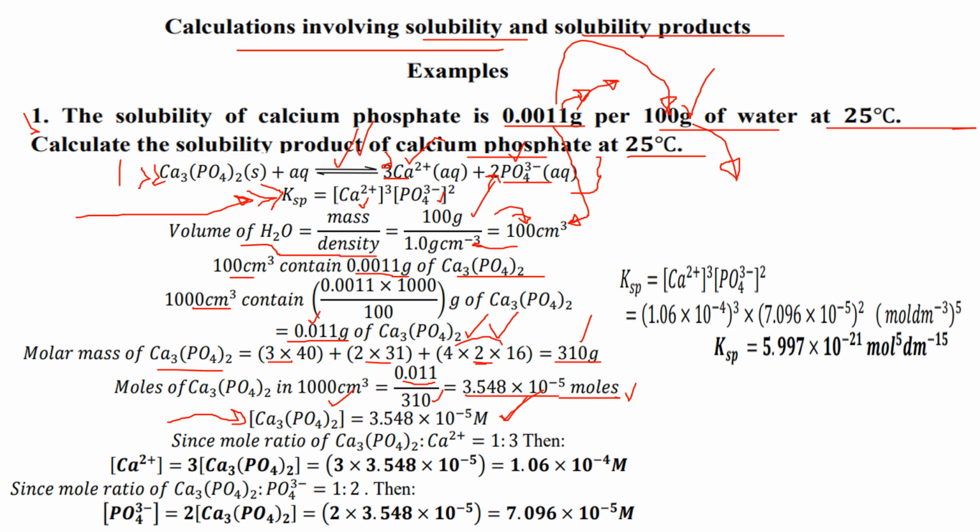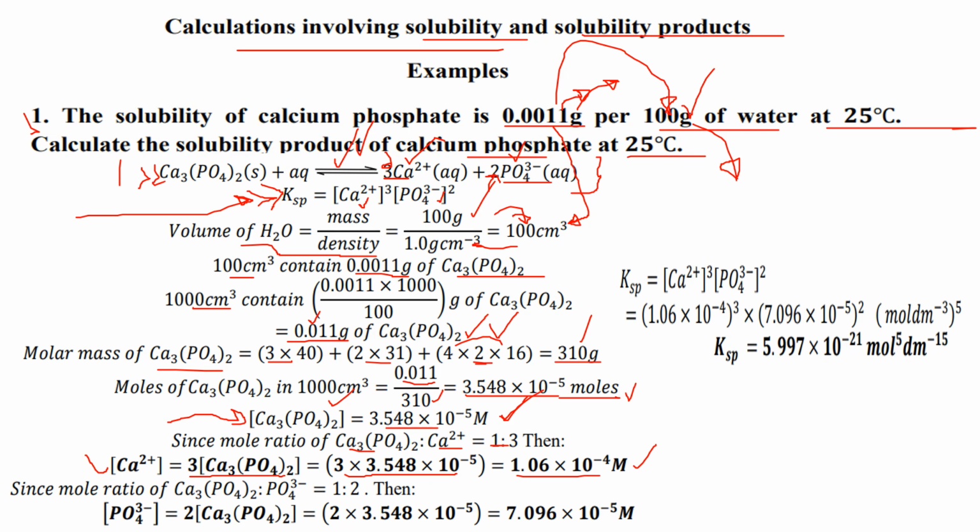So you're going to say that since the mole ratio of calcium phosphate to calcium ions is 1 to 3, that means the molar concentration of calcium ions is equal to thrice the molar concentration of calcium phosphate. You have already got the molar concentration of calcium phosphate to be 3.548 × 10^-5. So this is going to be 3 multiplied by 3.548 × 10^-5. Putting everything in the calculator, you're going to get 1.06 × 10^-4 moles per liter, or molar, since we are getting it in terms of concentration.